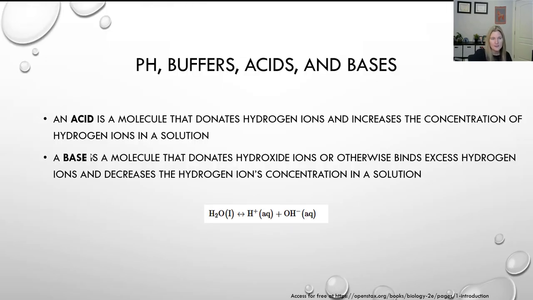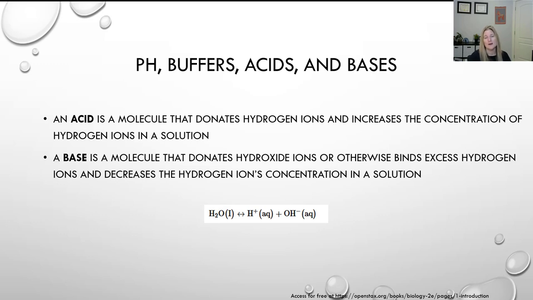So another part of, actually I think it's the last part of this chapter, gets into pH. Okay, so pH buffers acids and bases. So we'll talk about this in relation to water. But first, let's just define what an acid is versus a base. So an acid is a molecule that donates hydrogen ions and increases the concentration of hydrogen ions in a solution.